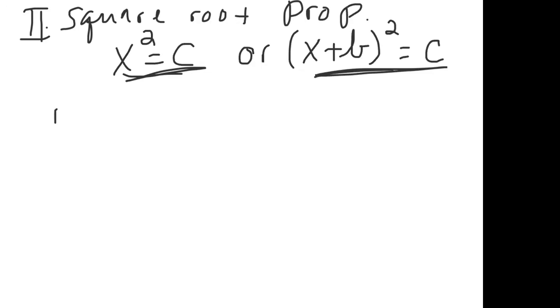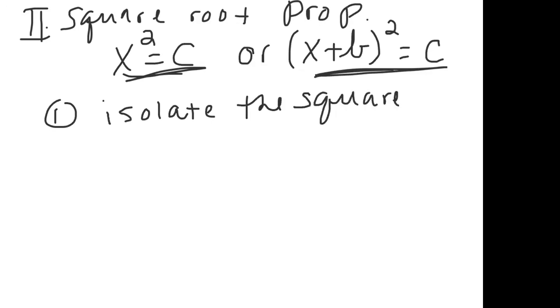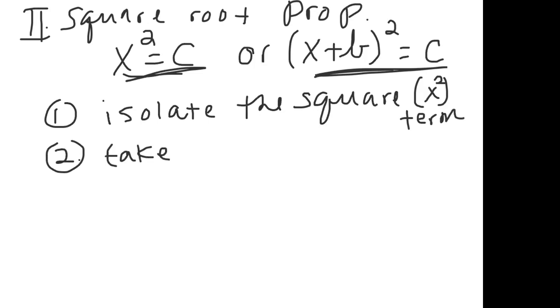Number one, you want to isolate the square term. Isolate the square term. And what I mean by the square term, guys, is that x squared term. That's what I'm talking about. Get it by itself. Number two, you want to take the square root. Do the inverse of both sides. Take the square root of both sides.